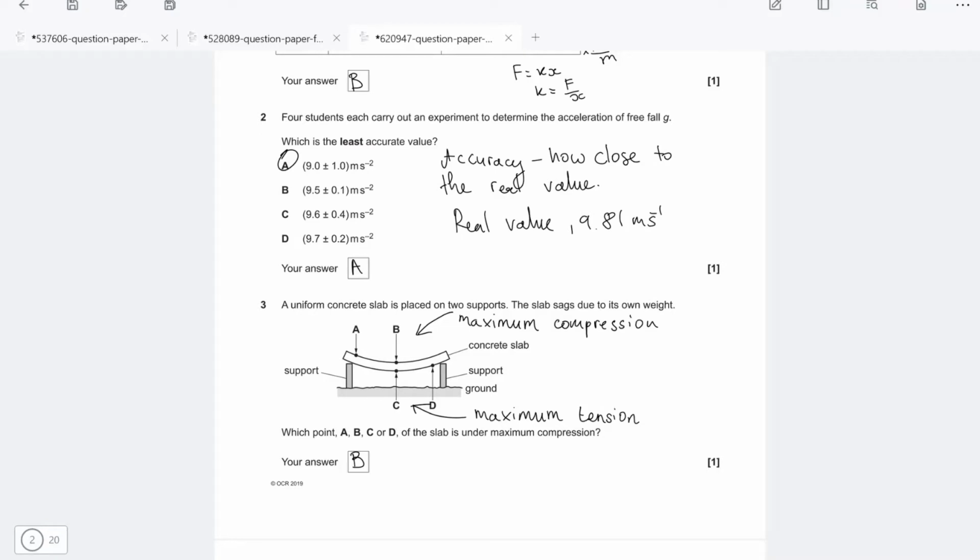Question 2, we have 4 students each carry out an experiment to determine the acceleration of free-fall g. Which is the least accurate value? Now, what is accuracy? Accuracy is how close your experimental value is to the real value. Because the real value is on average around the Earth approximately 9.81 meters per second squared, the one which is least accurate is the one which is furthest away from that value, which means that the correct answer has got to be A.